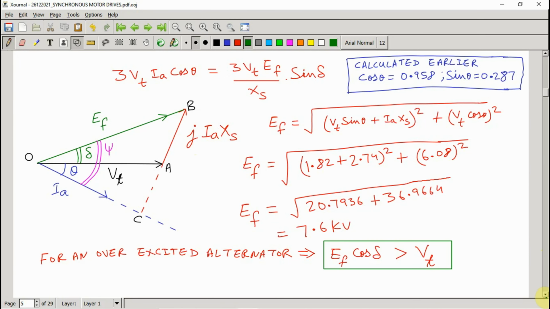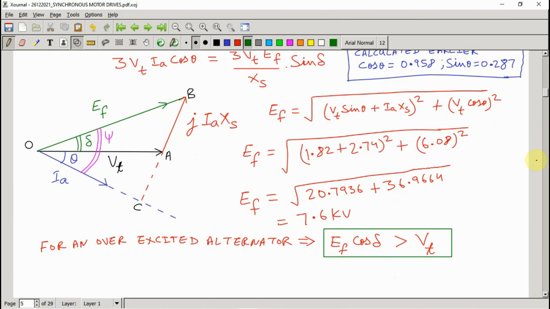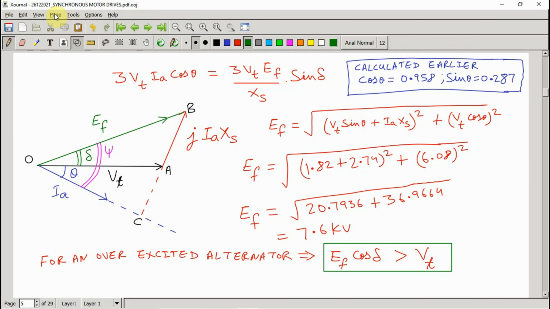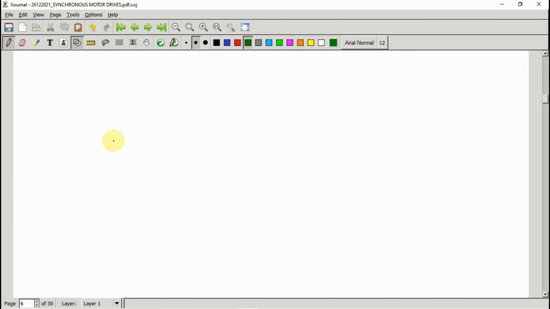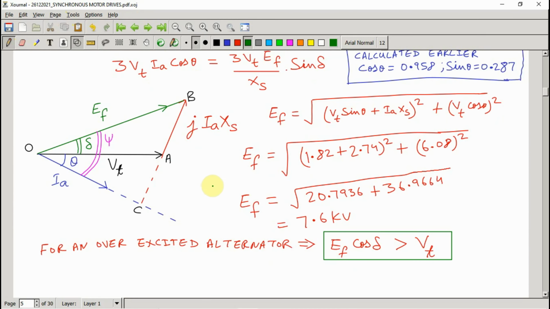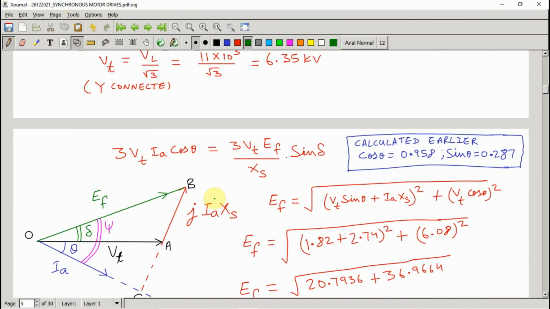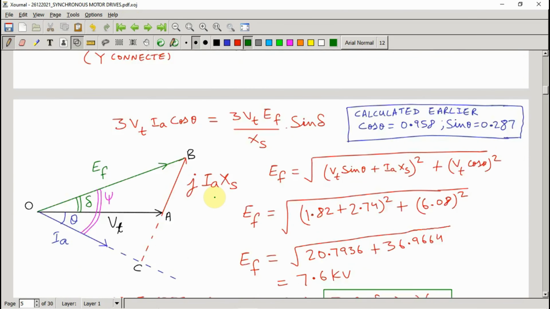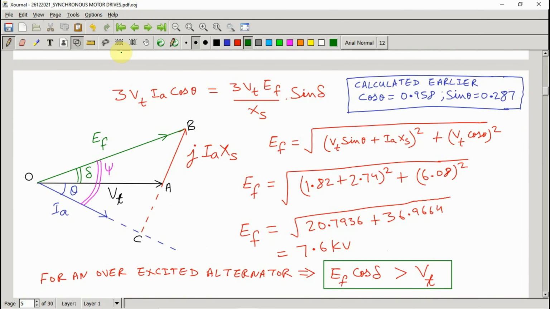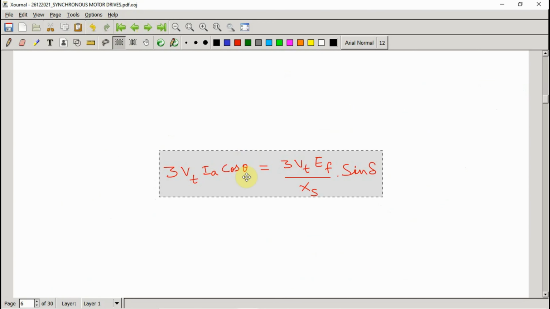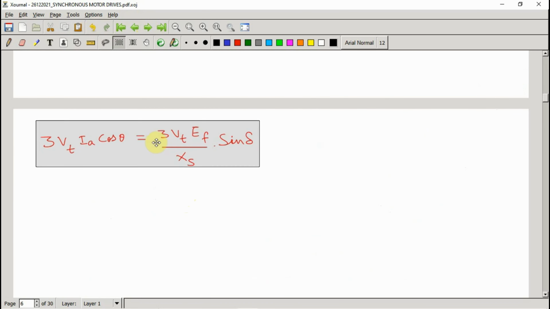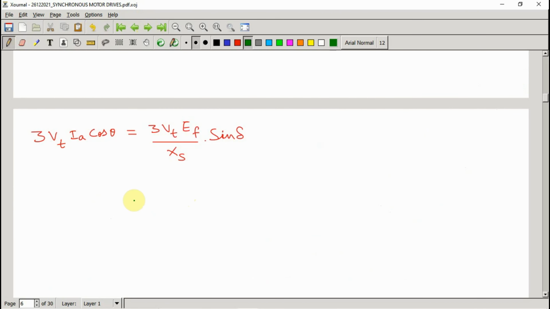So now let us calculate the value of delta. How we are going to calculate the value of delta, I will show you. Before we start, we will rewrite this equation once more. We already know it, but I will just copy it. Let me show over here. So from here we will write the things.